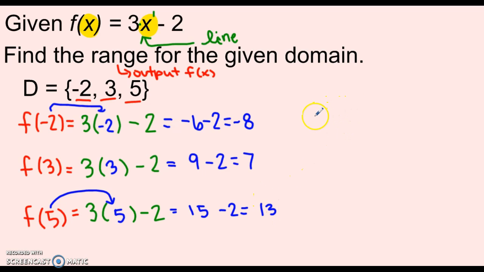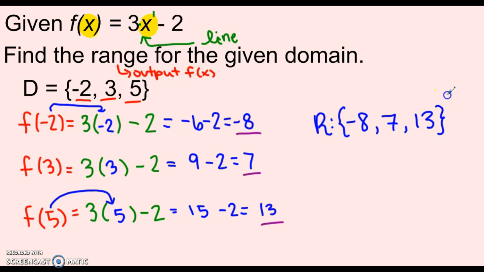So it asked for the range, so our range we list from least to greatest, and that range is negative 8, 7, and 13, and that is in order from least to greatest, and we only list our entries once if we would have a repeat. And there we go.